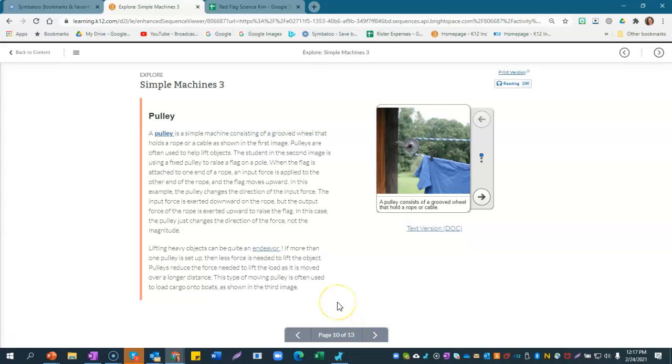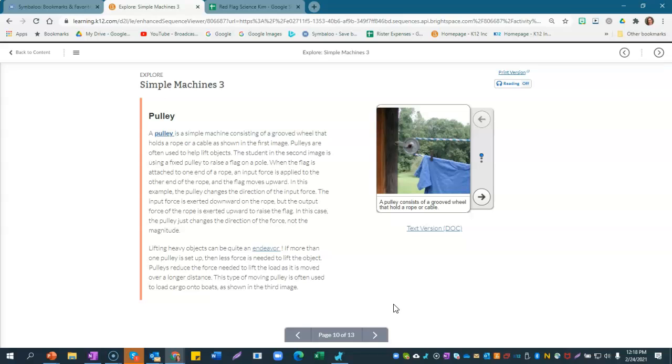A pulley. Okay, a pulley is a simple machine that consists of a grooved wheel that holds a rope or a cable, as shown in the first image. Pulleys are often used to help lift objects. The student in the second image is using a fixed pulley to raise a flag on a pole. When the flag is attached to one end of the rope, the input force is applied to the other end of the rope, and the flag moves upward.